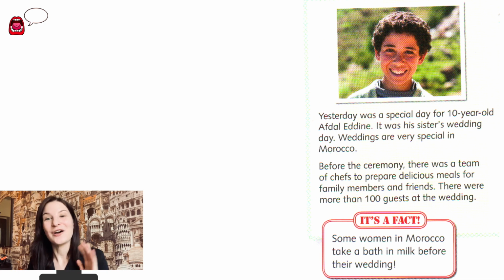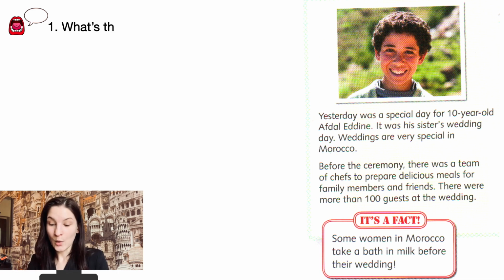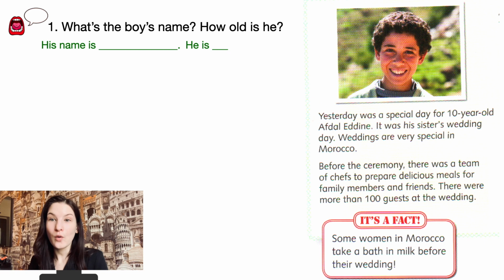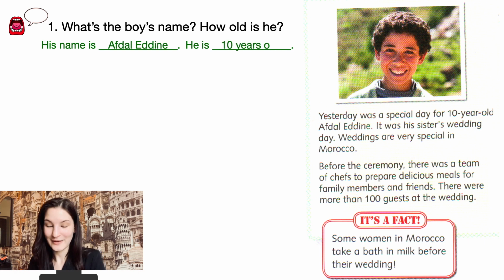Wow! Now pause the video and try to read the text yourself. If you need, you can listen to me once again. Let's answer some questions to make sure you understand the text. Question number 1. What's the boy's name and how old is he? Try to find it in the text. Is his name Jack? Is his name Max? What is his name? Great. His name is Avdal Eddin, quite an unusual name, and he is 10 years old.